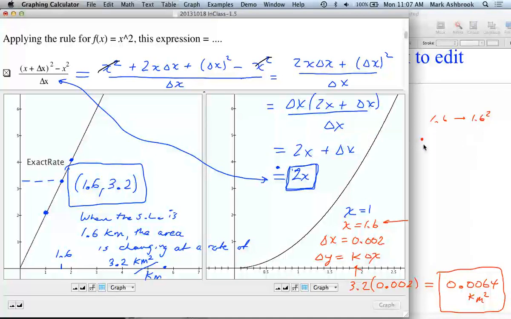Okay, and then we could look at the area at 1.6002, which would be 1.6002 squared. And what could we do to check our answer? Subtract. So this is the area at 1.6, this is the area at 1.6002. So let's do that. That answer's only off at like 0.0000. It's really close because I picked such a small change in x, right?